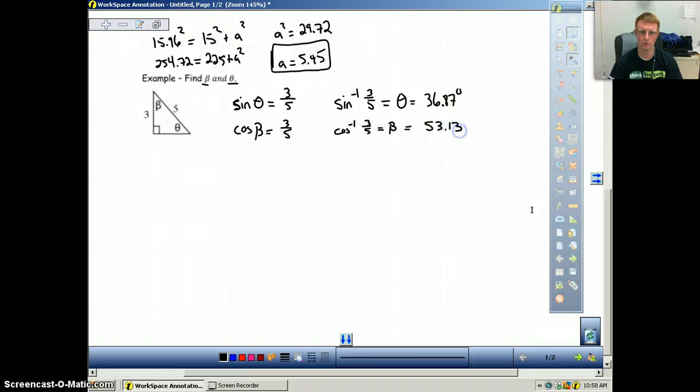53.13. And then you would notice that if we were to add these up, we get 90, plus our other 90 gives us 180 degrees in our triangle. So that's how you find missing angles when you know what two of your sides are. So you can set up any trig function the way you want or the way you need to, and then do an inverse if you're given two sides. Okay, so hopefully that helps.